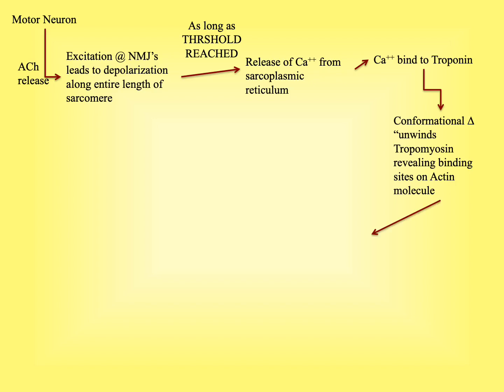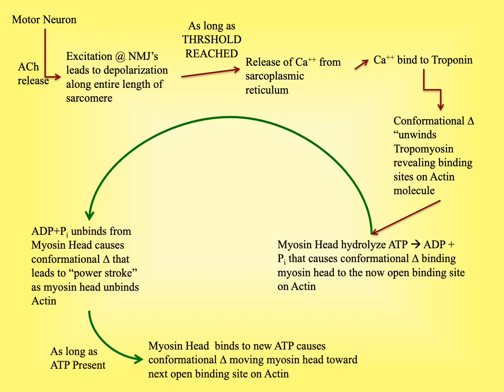We now need two things. We now need ATP and we need that calcium to stay there. So ATP is going to hydrolyze and allow for the myosin head to do its conformational change, which is going to allow for the power stroke to take place within the myosin head as the ADP and inorganic phosphate unbind. As long as we have another ATP available, the myosin head will go about and connect with the actin molecule, as long as we have calcium that is still available to allow for the binding site to remain open.